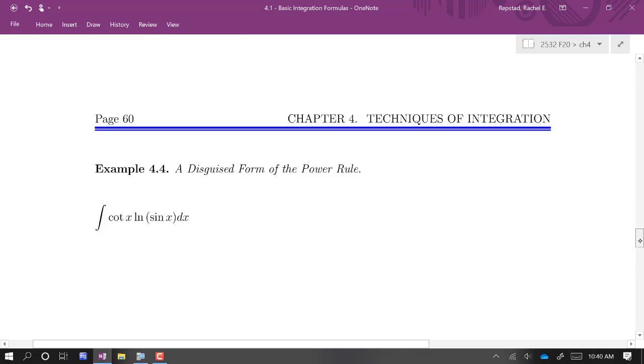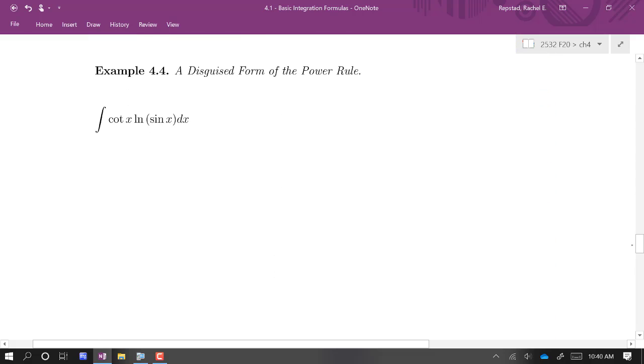All right, let's try another one. Here we have a disguised form of the power rule. A lot of forms in disguise in this section. And I guess maybe that's just sort of a general truth with integration. Forms don't always jump out at us. Sometimes we have to finesse the function to get it to reveal its form to us.